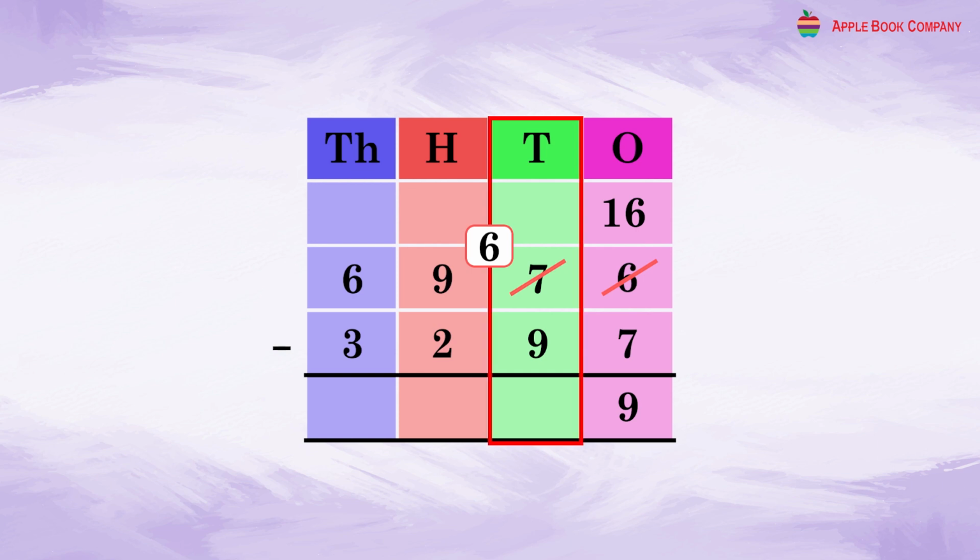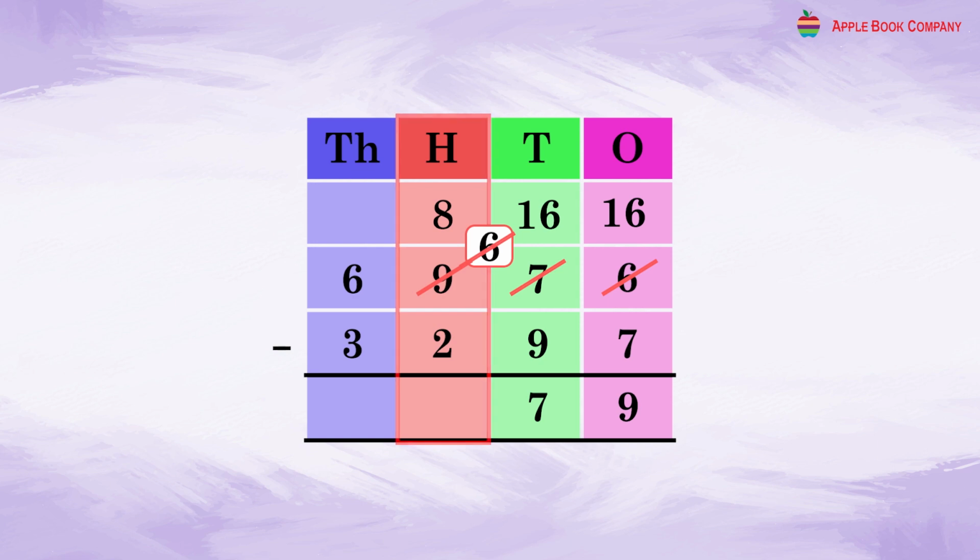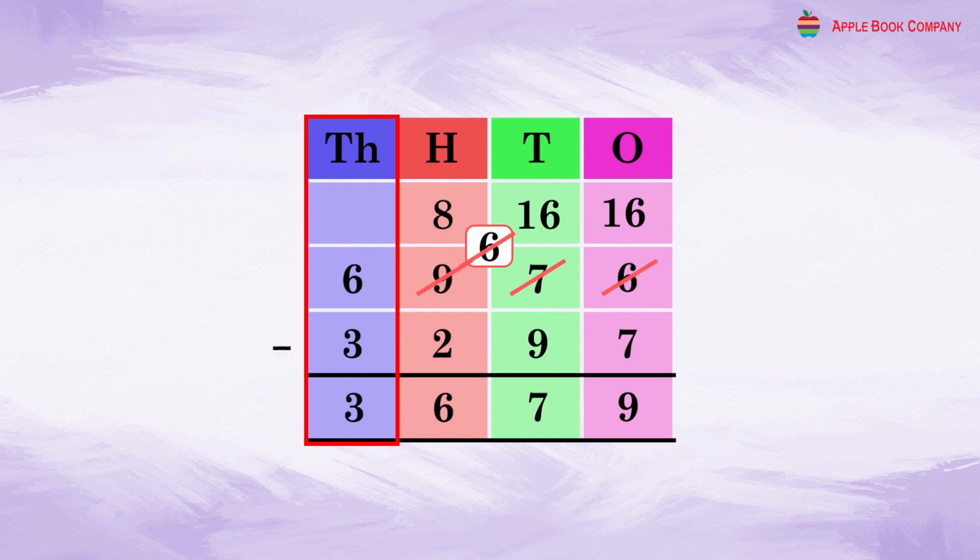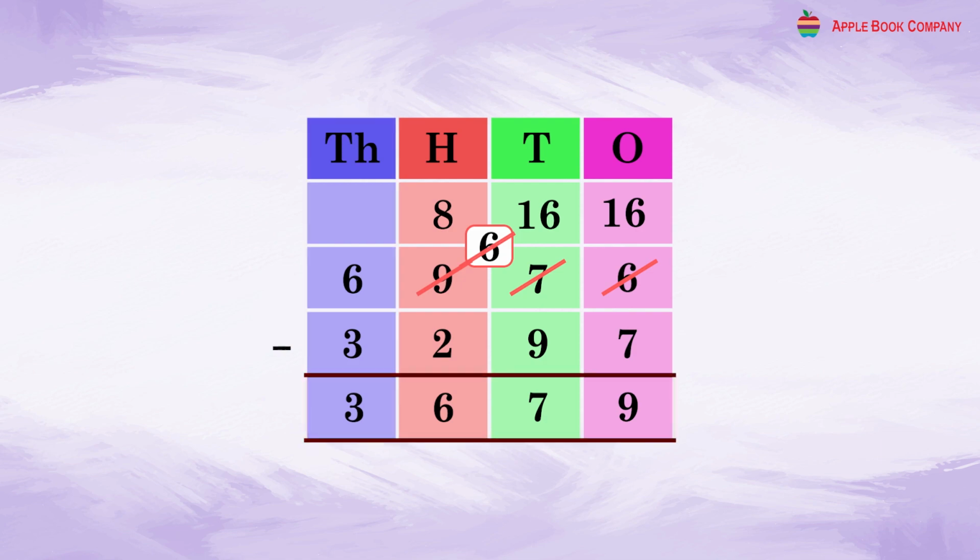Now on tens, 6 minus 9 is not possible. So let's borrow 1 from hundreds. So 9 becomes 8 and 6 on tens becomes 16. 16 minus 9 is 7. On hundreds, 8 minus 2 is 6. On thousands, 6 minus 3 is 3. So the answer is 3679.